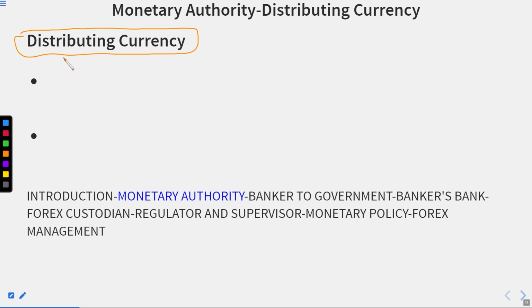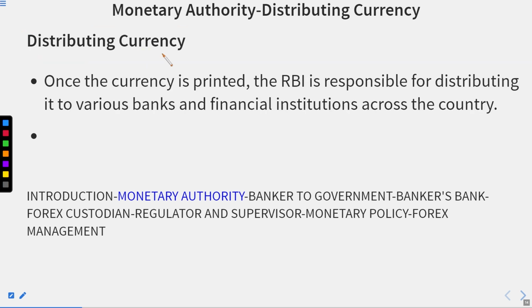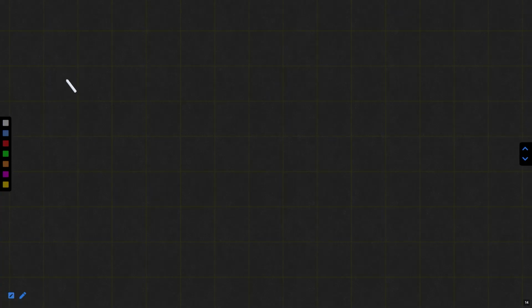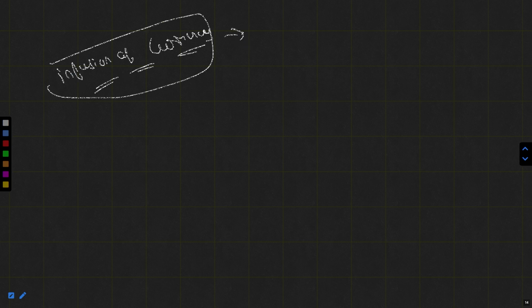Distributing currency. What do you mean by it? Once the currency is printed, RBI is responsible for distributing it to the various banks and financial institutions across the country. Okay, this ensures that there is an adequate supply of currency in all parts of the country. So you can say basically the infusion of currency in the economy is done by the RBI. Got it?